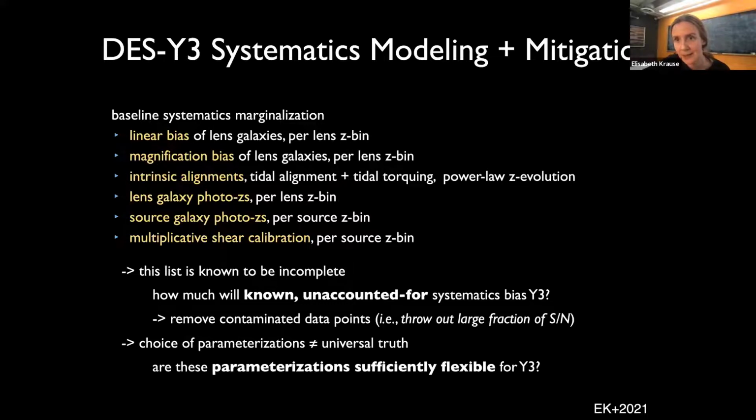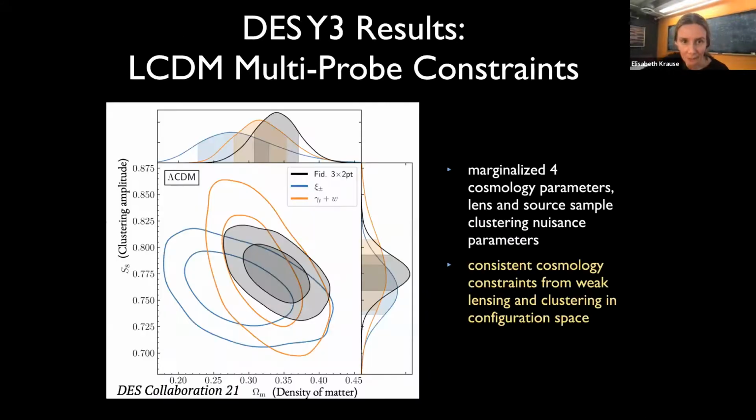After going through extensive validation, we arrive at these results, where the blue contours show you constraints on the matter density and clustering amplitude from cosmic shear alone. And the orange contours show the same constraints now from clustering and galaxy-galaxy lensing. Both of these are marginalized over 4 cosmology parameters and their respective nuisance parameters.